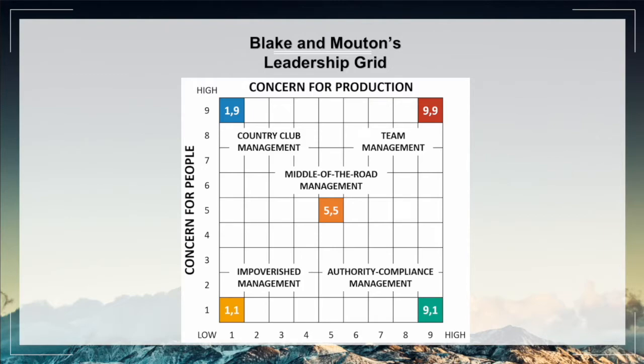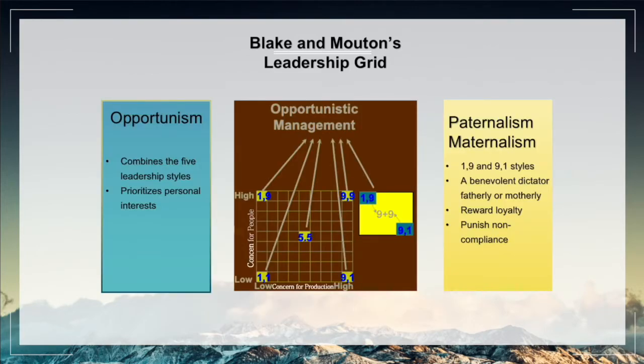The middle of the road or status quo management is the 5-5 style, in which leaders show a balance between their concerns for task and the people that perform the task. Finally, the team or sound management is the 9-9 style, which places a strong emphasis on both task and interpersonal relationships. Furthermore, Blake and Mouton identified paternalism, and opportunism to be incorporated in different types of leadership grid.